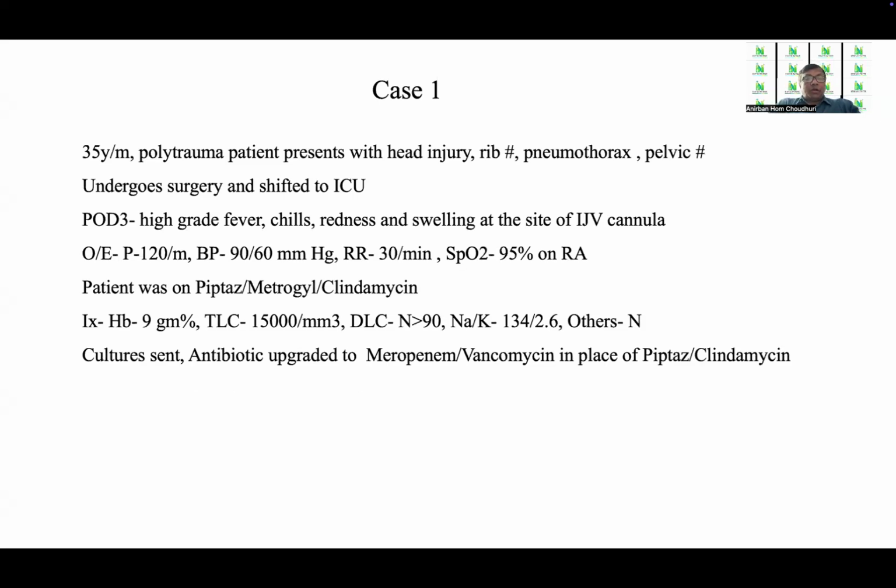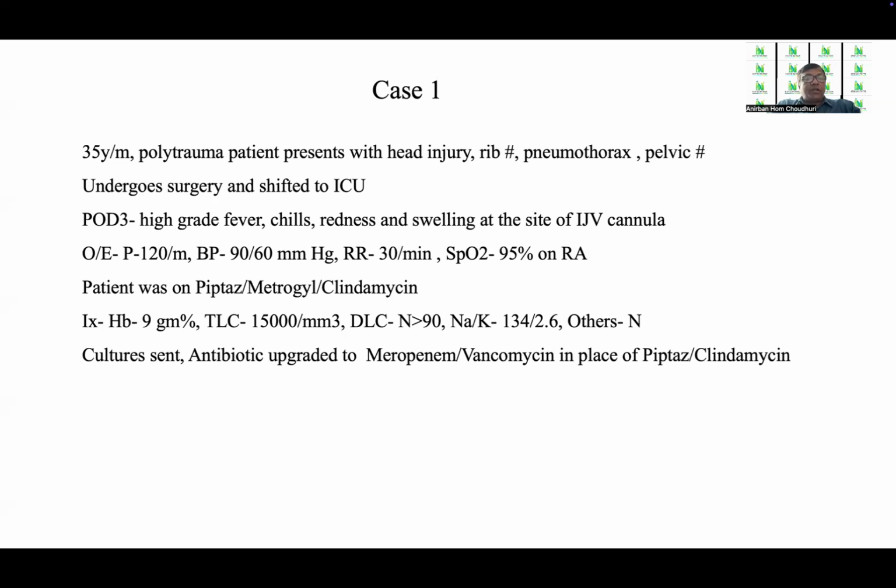A 35-year-old male polytrauma patient presents with head injury, fractured ribs, pneumothorax, and also pelvic fracture, undergoes surgery and is shifted to the ICU. On the third day post-operative period, the patient develops high-grade fever, chills, redness and swelling at the site of right IJV cannulation. On examination, the patient is found to have tachycardia, borderline blood pressure towards hypotension, tachypnea, and saturation with normal room air.